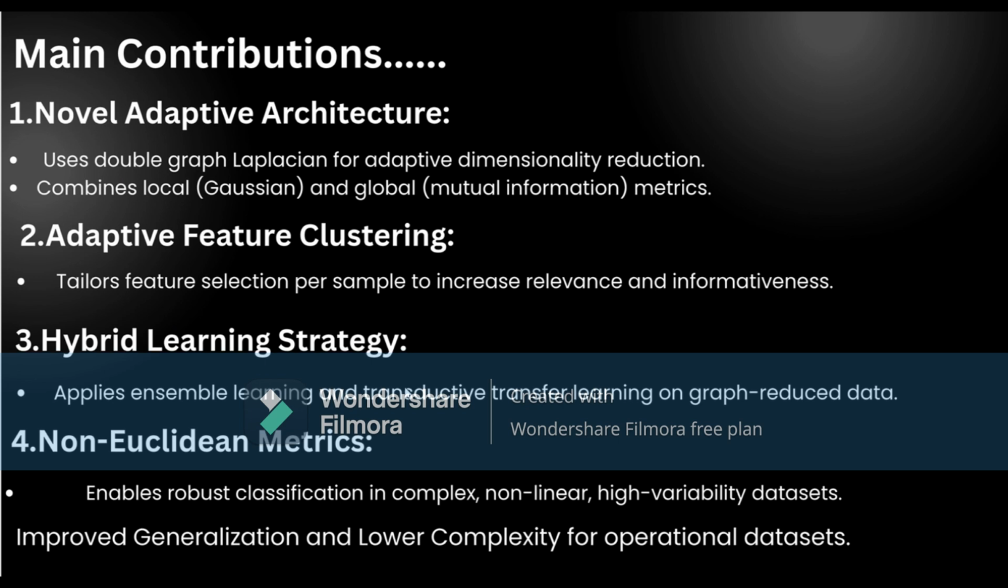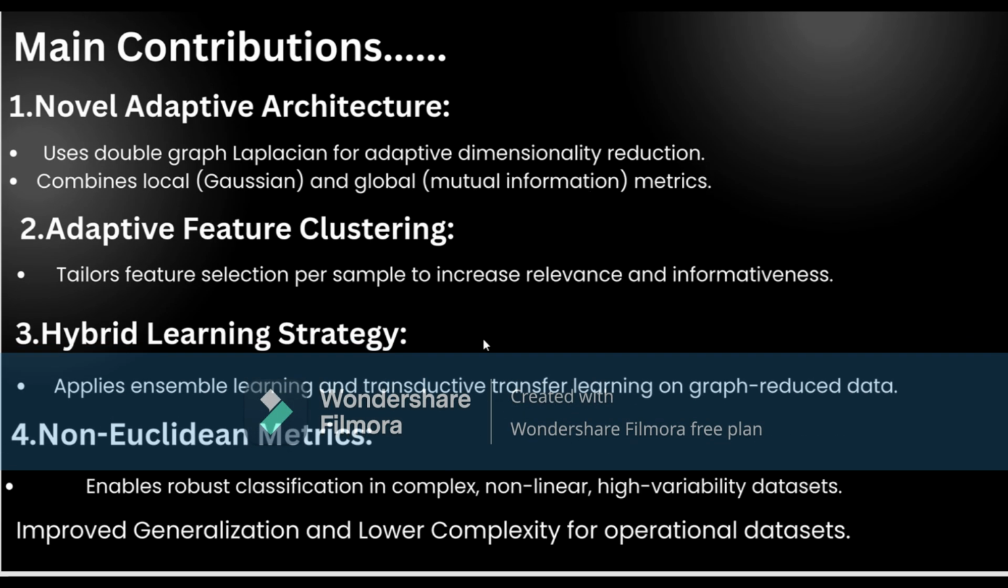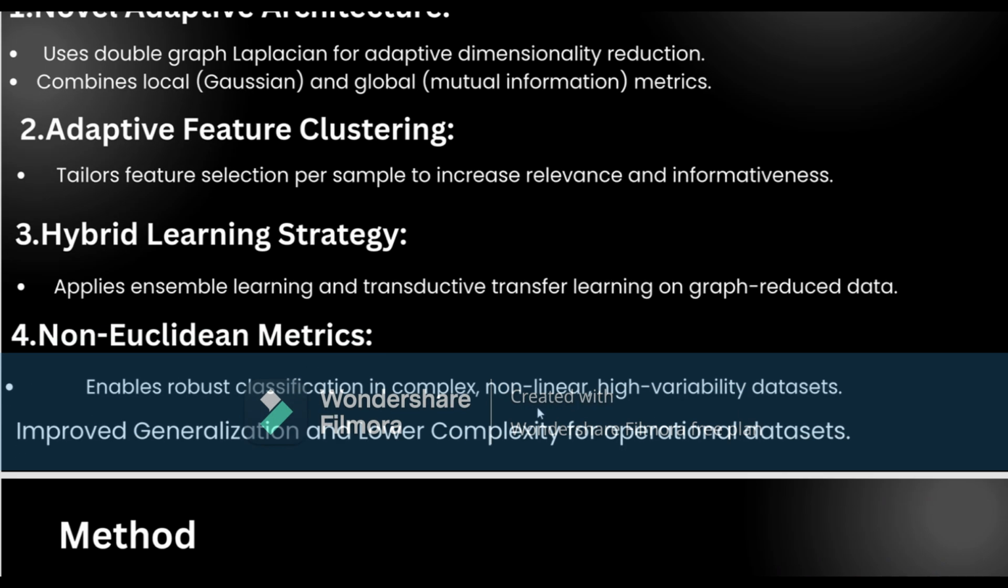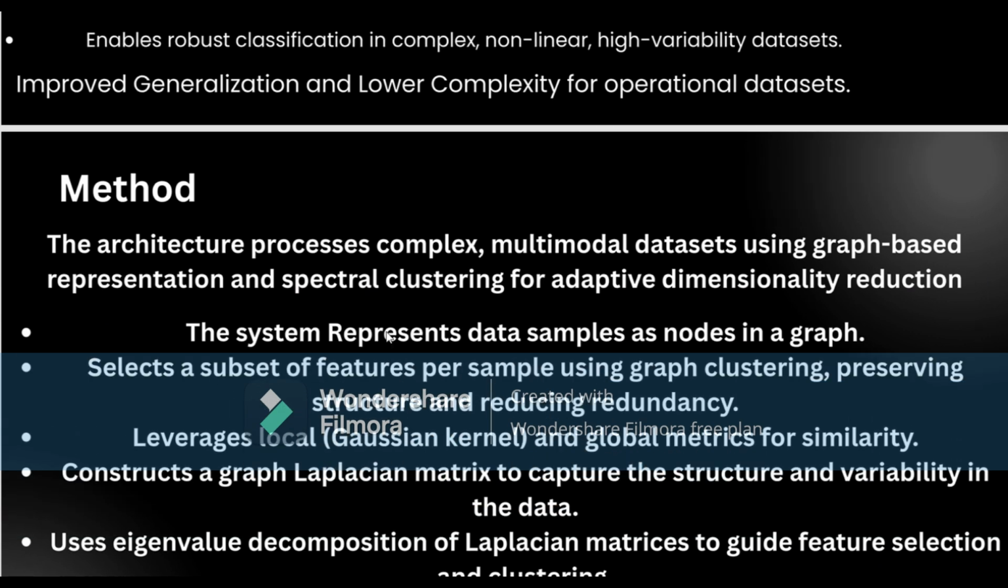Let's see the main contributions. A novel adaptive architecture uses double graph Laplacian for adaptive dimensionality reduction. It combines local and global mutual information analytics, which are two Laplacians. Adaptive feature clustering tailors feature selection per sample to increase relevance and informativeness. A hybrid learning strategy applies ensemble learning and transductive transfer learning on graph reduced data. A non-Euclidean metric enables robust classification in complex, non-linear, high variability datasets, with improved generalization and lower complexity for operational datasets.